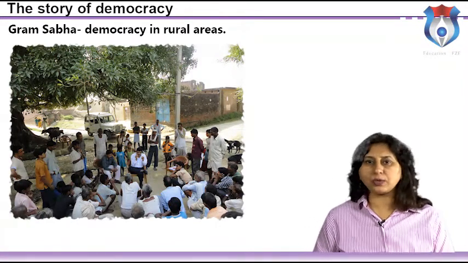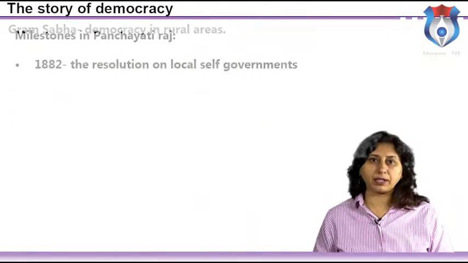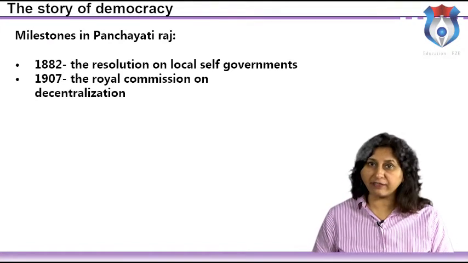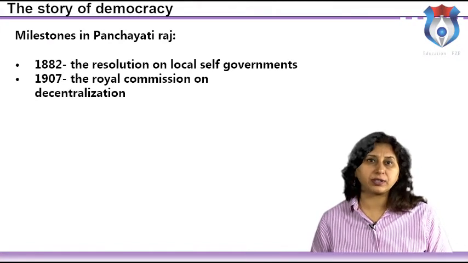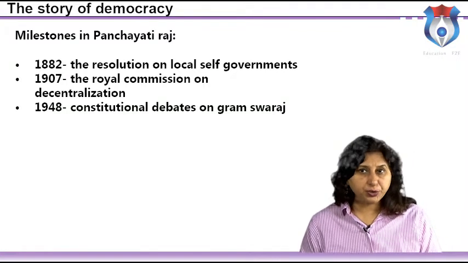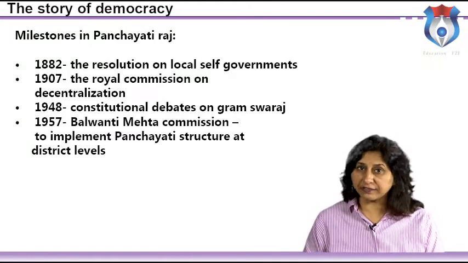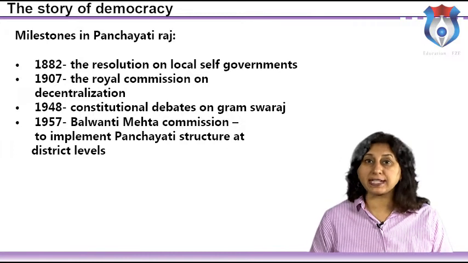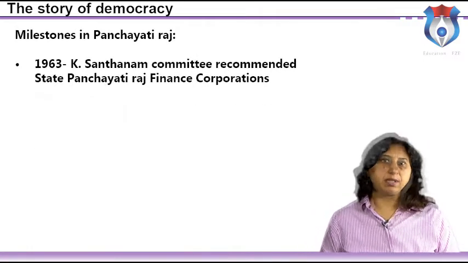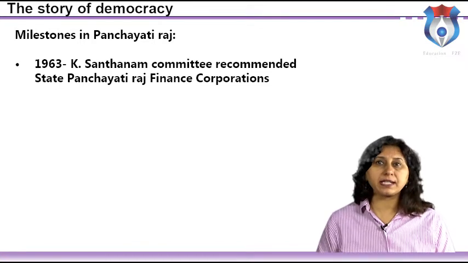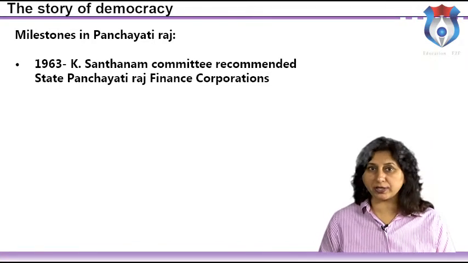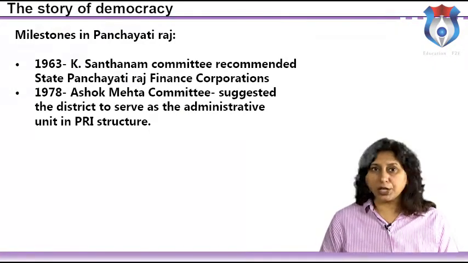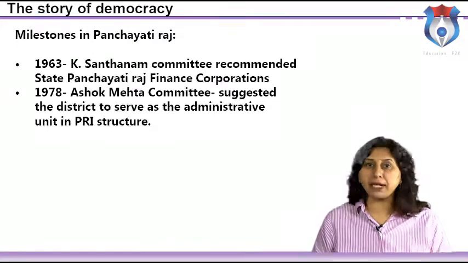Let us know the milestones in Indian Panchayati Raj. 1882, the resolutions on local self-governments. 1907, the Royal Commission on Decentralization. 1948, constitutional debates on Gram Samaj. 1957, Balwantrai Mehta Commission to implement Panchayati structure at district levels. 1963, K. Santhanam Committee recommended state Panchayati Raj finance corporations. 1978, Ashok Mehta Committee suggested the district to serve as the administrative unit in PRI structure.